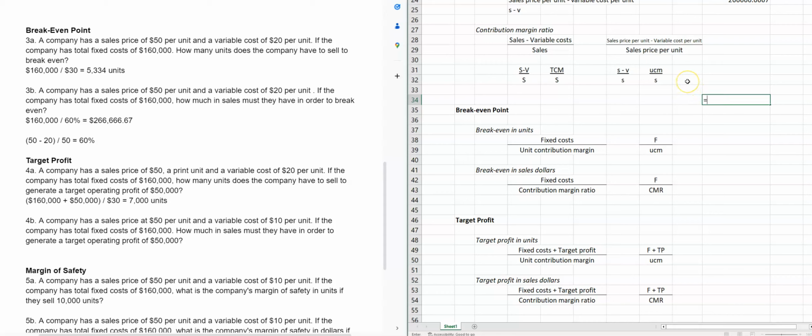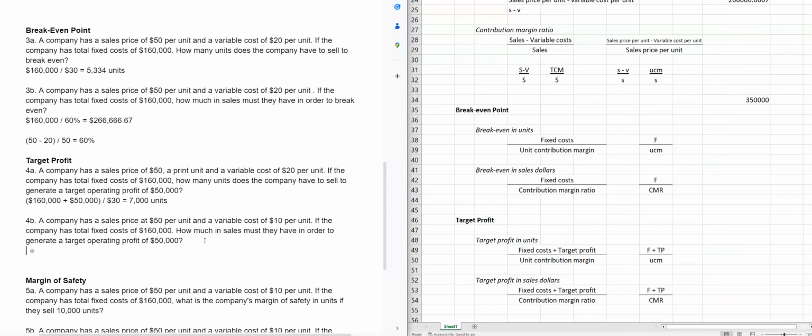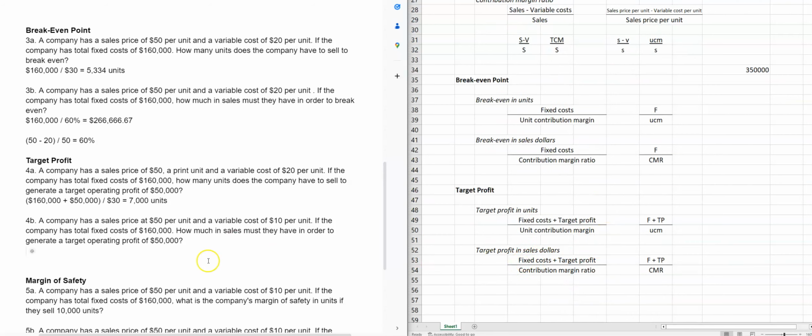So let's go ahead and do the math, actually. 7,000 times 50. So based on this, we need $350,000 in sales in order to generate that $50,000 profit. Let's see. Let's do the full formula. So our formula is fixed cost plus target profit. I'm going to steal this. Fixed cost plus target profit divided by the contribution margin ratio. You already know what that is. It's 60%. And let's see what happens.